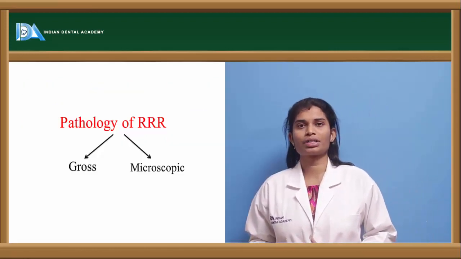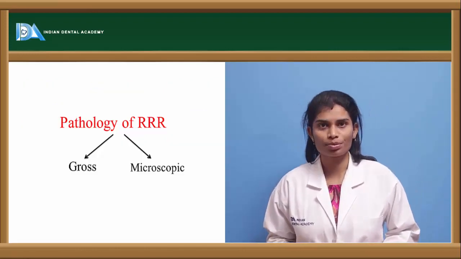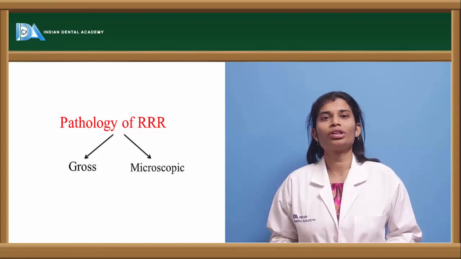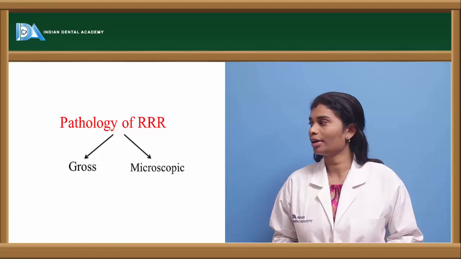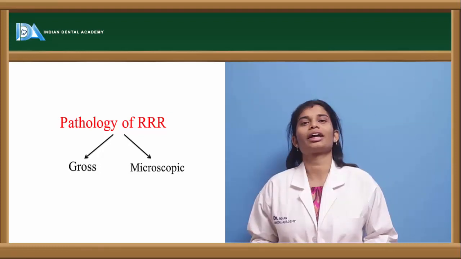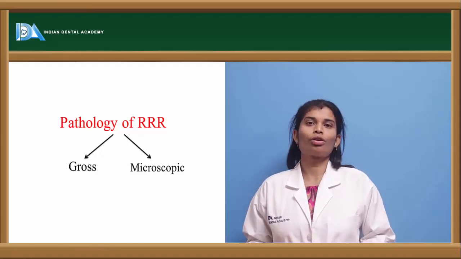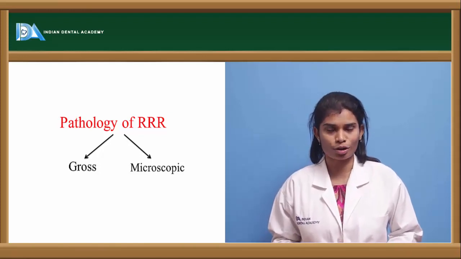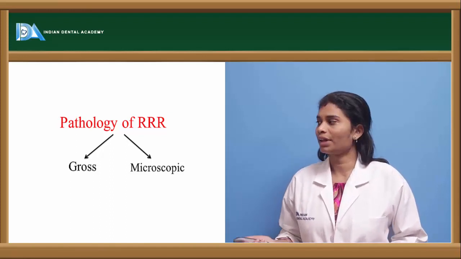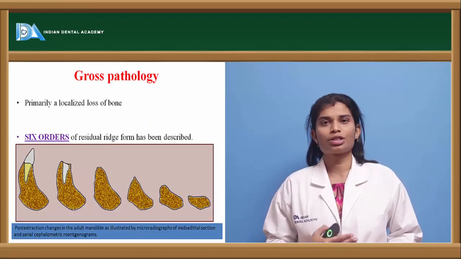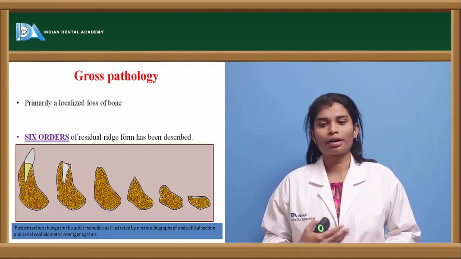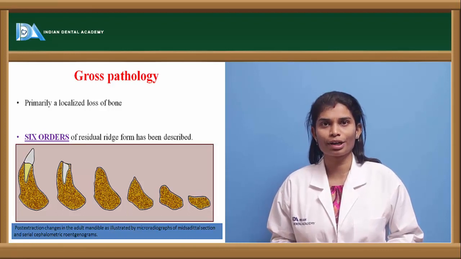Earlier, there was a controversy if residual ridge resorption is a physiology process or pathology process. It is both physiologic and pathologic. So, coming to the pathology of residual ridge resorption, the pathology can be studied under two subheadings, gross pathology and microscopic pathology. Depending on the pace at which there is resorption, the tissues overlying the residual ridge will be varying from either redundant tissues to the excessive flabby ridges.